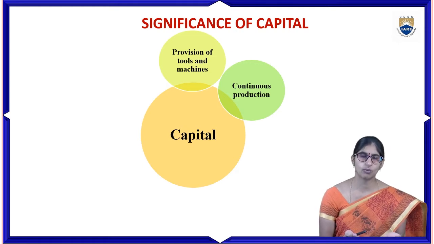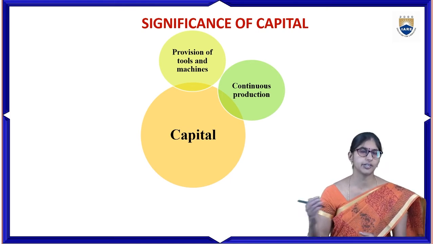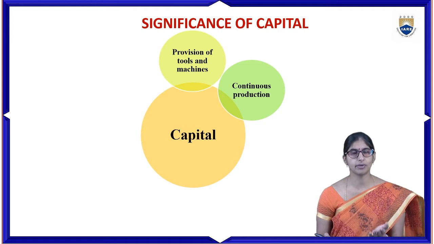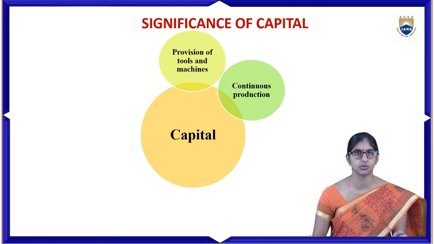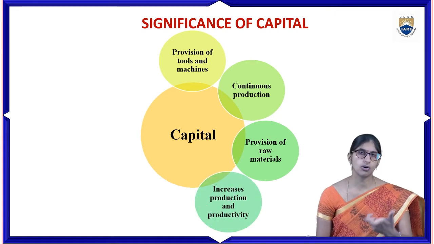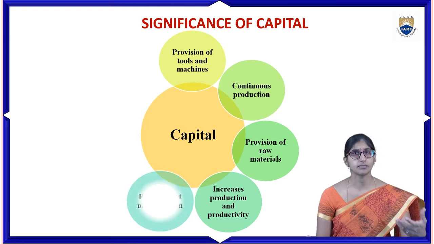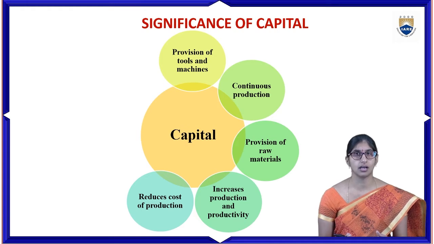When we require money, we need to continue our business, right? So to continue our business, we require money. When we have money, we can buy raw materials, we can pay salaries to the labor, or we can pay any expenditure which is there in the business activity. This is also a provision for raw material. We require capital to buy the raw material. And to increase the productivity and the production also, we require capital. And for reduction of cost, this capital is going to reduce the cost of production.